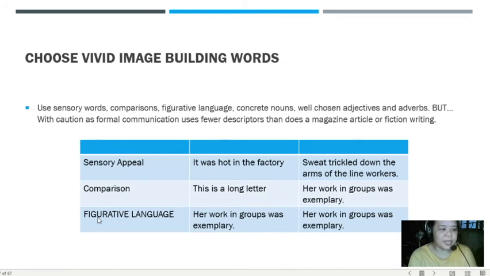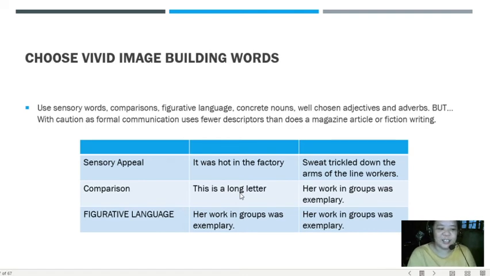Okay. Next, comparison. This is a longer letter. Okay. How can you make it more vivid? "He worked in groups. Her work in groups was exemplary." Okay. I think that was not the example. There is a typo. So how do you make this into a comparison? Okay, so we can say that this letter is twice as long as your first letter.